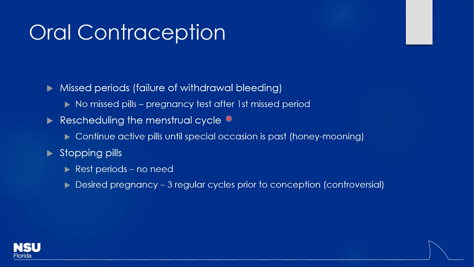If they have a desired pregnancy, so there's a certain period of time they would like to get pregnant, typically you'll allow for 3 regular cycles prior to conception. By that point, if they're still not conceiving, then you may want to look at other issues related to that. But a lot of patients will start their normal ovulation the first cycle out, right?